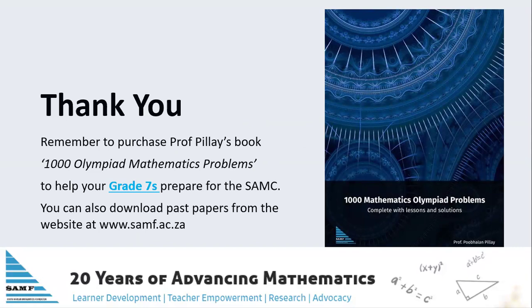I just want to say that please always remember to purchase Profiles book, that is 1,000 Olympiad mathematics problems. It said that it will help grade 7, but I can tell you I've used the book before. Once you understand the book, you can simplify it to assist even grade 6 to grade 5 learners with the content of the book.